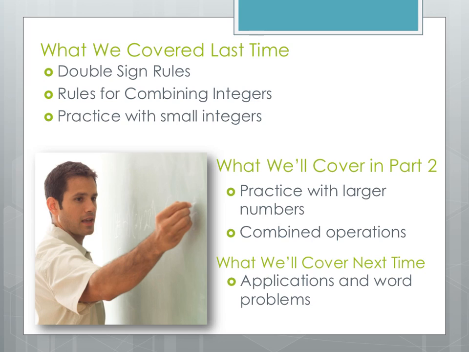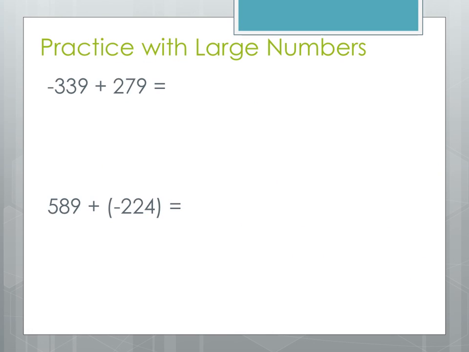Recall that last time we went over the double sign rules, the rules for combining integers, for adding and subtracting, then we did some practice with small integers. In this video we're going to practice with some larger numbers, then we're going to look at combined operations, and then next time we're going to go over some applications from the book and some word problems. Let's start with some examples.